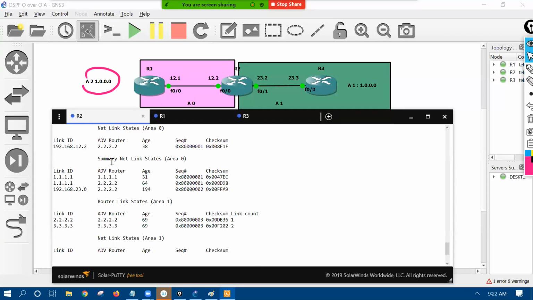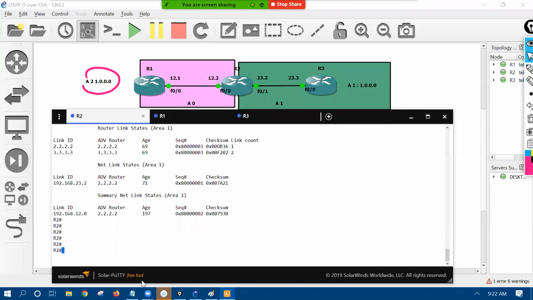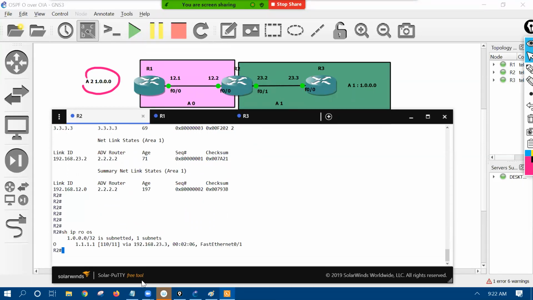Yeah, it's there now. In the database table you will have the information. Can you see that this 101 I'm getting from this guy, R2? But in the routing table, if you see, show ip route ospf, I only have this information.